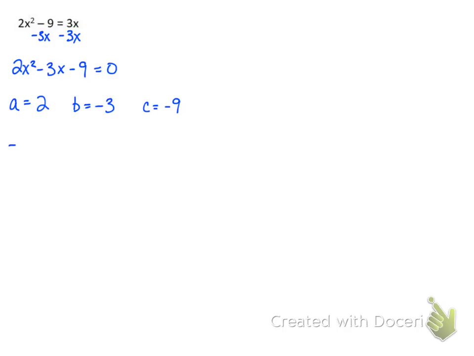Again, I do negative, and then whatever my b value is, so -3 plus or minus. Again, it's got to be a -3 in parentheses with a squared on the outside, minus 4 times a, which is 2, times c, which is -9. Make sure that the -9, you use the negative button instead of the subtraction. And on the bottom, I have 2 times my a value, so 2 times a, which is 2 times 2.